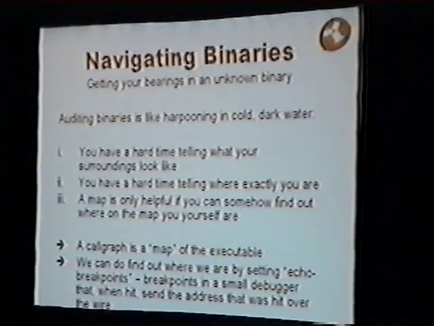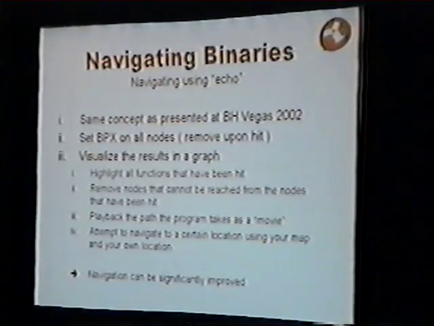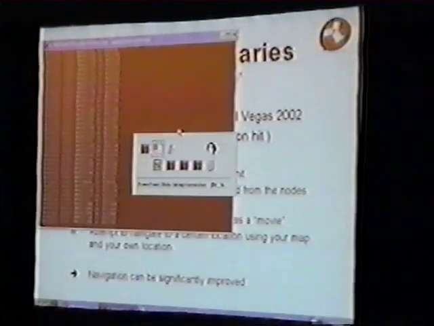Echo breakpoints means you write a small debugger that sets a breakpoint on every node of the graph. And whenever it gets hit, it just sends the address of the breakpoint that just got hit over the network and continues running the program. So you get a program trace of which function was executed at which point. This is basically the same concept I presented at Black Hat Vegas 2002. And you can visualize the results in the graph afterwards. First of all, we have to get some results.